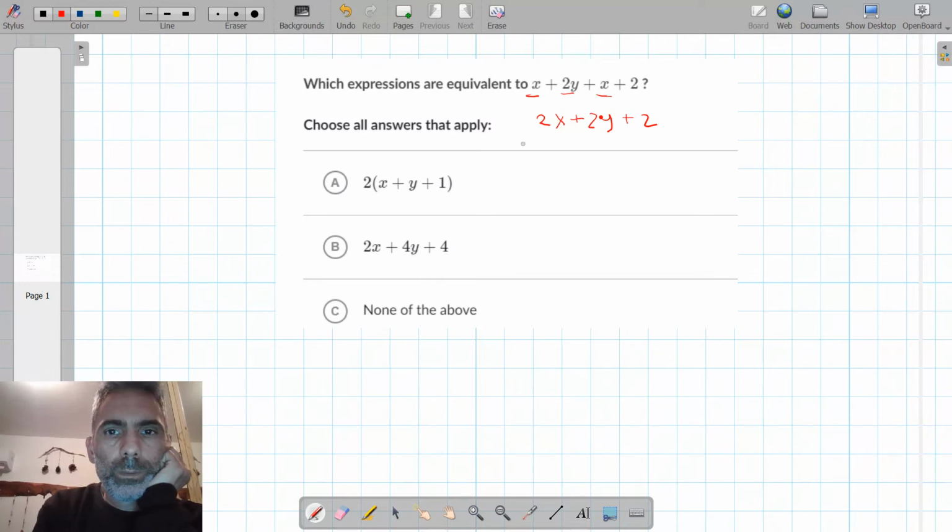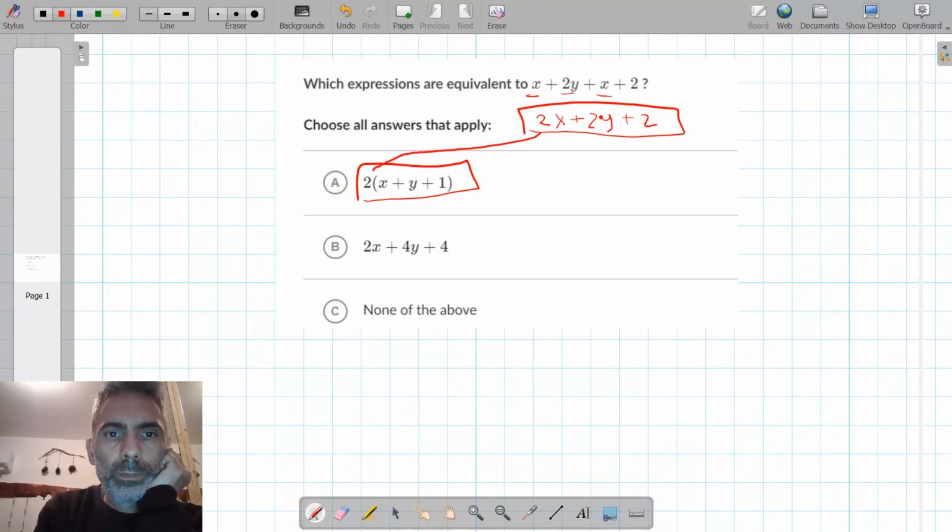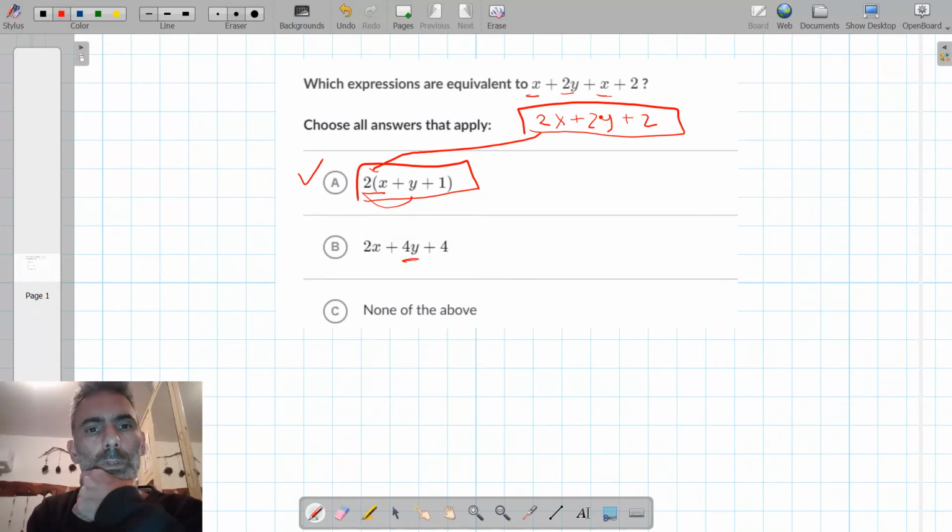Okay, so this expression is equivalent to this, because if we factor out the 2, we have 2 times x is 2x, 2 times y is 2y, and 2 times 1. Okay, so A is good. No, but this one is not correct. If we factor out 2 in the parentheses, we are left with 1y, so 2 times y is not y. Okay, so A is correct.